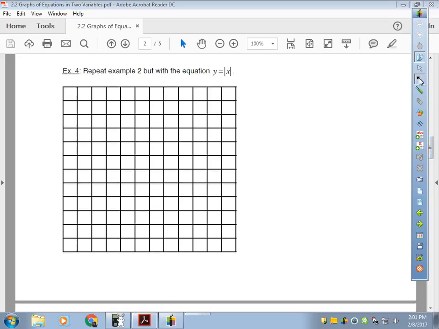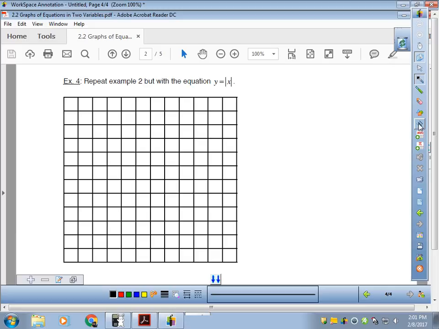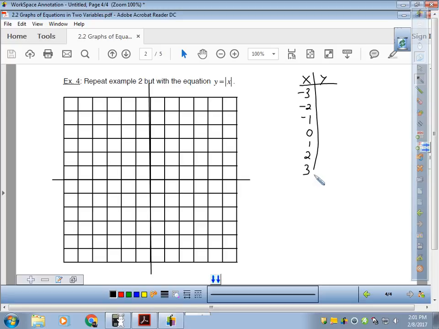We have a similar kind of thing here for example 4. Again, I'm going to go in and draw in my axis lines first, so I can have them on there. So there's my x and y axis. We're going to make a table, just like we did in example 3, going from negative 3 all the way up to positive 3. But this time our equation is y equals absolute value of x.